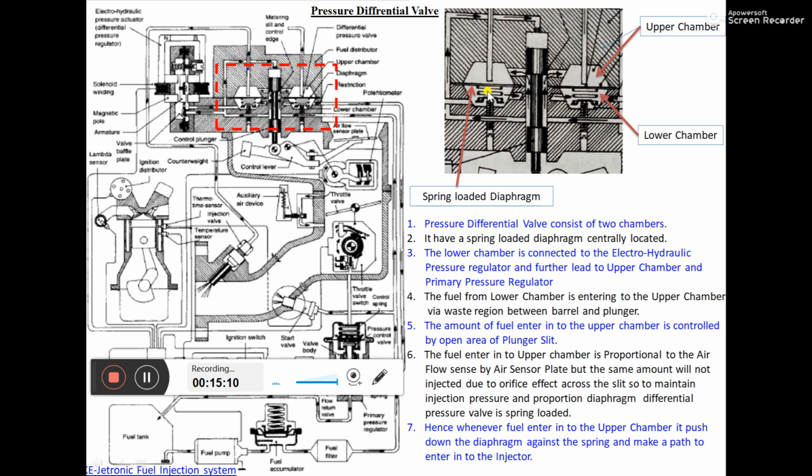Okay, so till here we have gone through the two modifications made in the KE Jetronic system: in terms of the air sensor plate, what the new things are, and in the case of the pressure differential valve, what the new thing is.